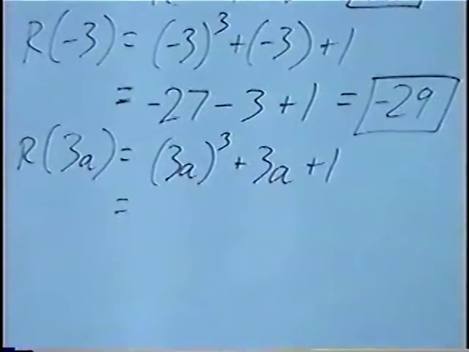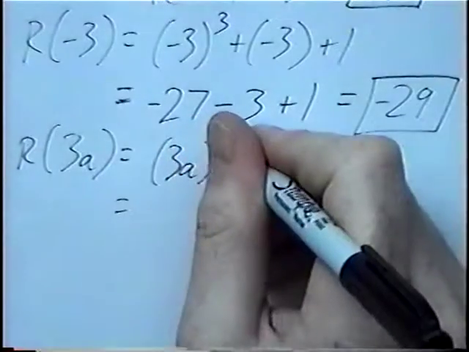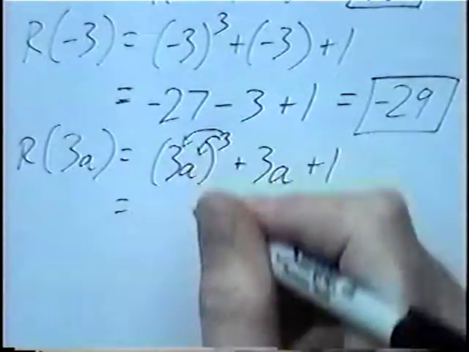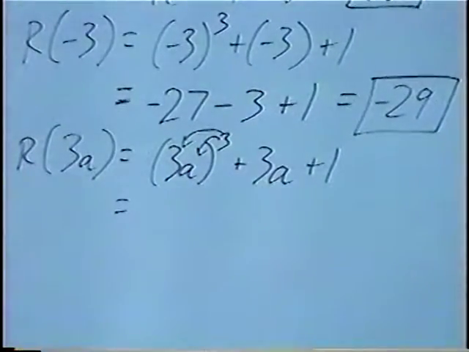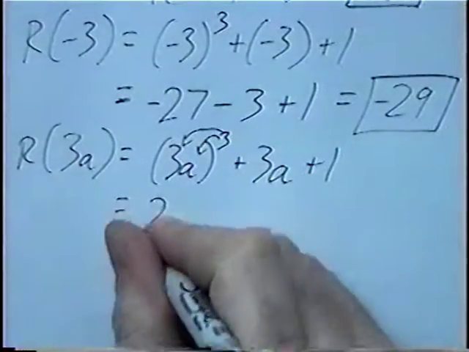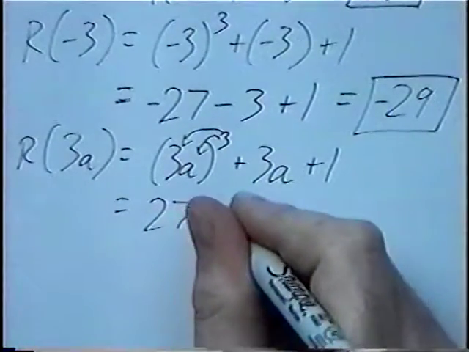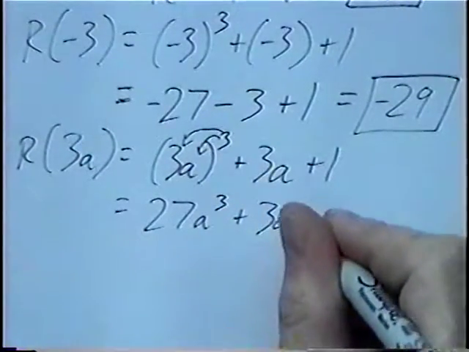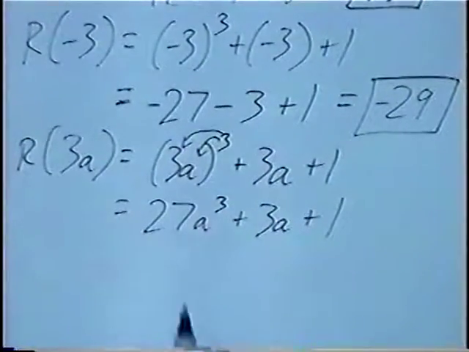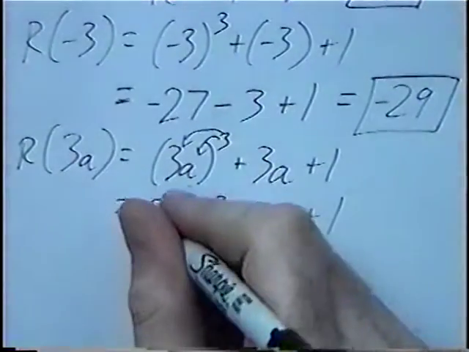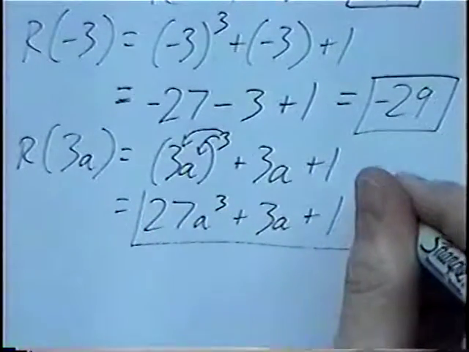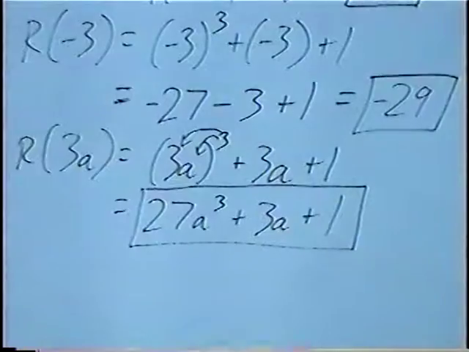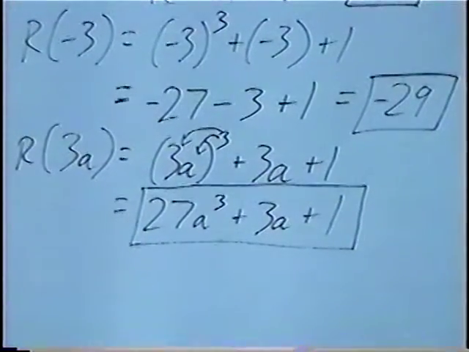Simplifying from here, the cubed power again will go to each coefficient and each variable in the parentheses. So 3 cubed would be 27, and a cubed. Plus 3a and plus 1 would stay the same. Since there's no more like terms to combine, this will be our final answer: 27a cubed plus 3a plus 1.